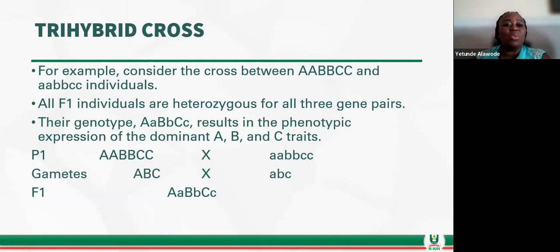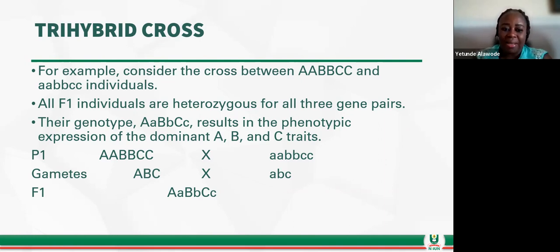Today, we will start with trihybrid cross. I'm going to start with trihybrid cross, and like you all know by now what a monohybrid cross is. Monohybrid cross involves one trait, a single pair of gene with two alleles. For dihybrid, you have two pairs of genes, four alleles.